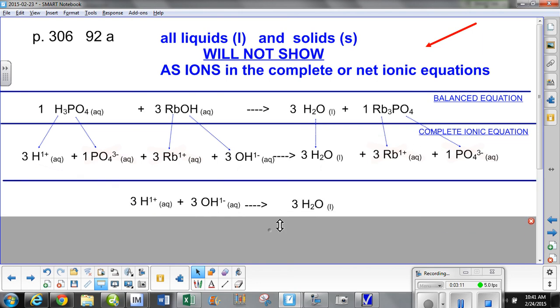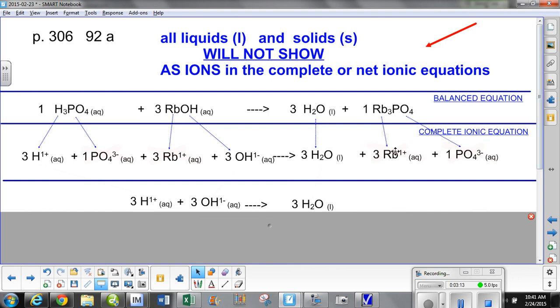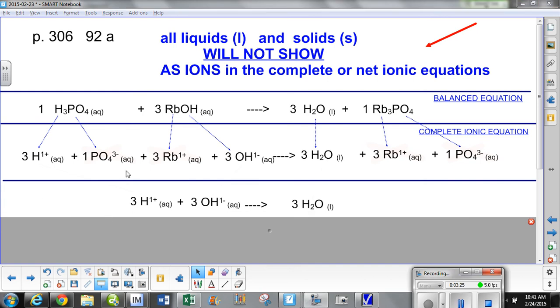Now let's go on down and let's look at the beginning of what's going to wind up being our net ionic equation. So for the net ionic equation, we're again going to take our hydrogen and move that down just as it is, 3 hydrogen ions. We're going to take the hydroxide ion and move that down, and of course there's 3 hydroxides. But you're going to say, well, what about the phosphate here?